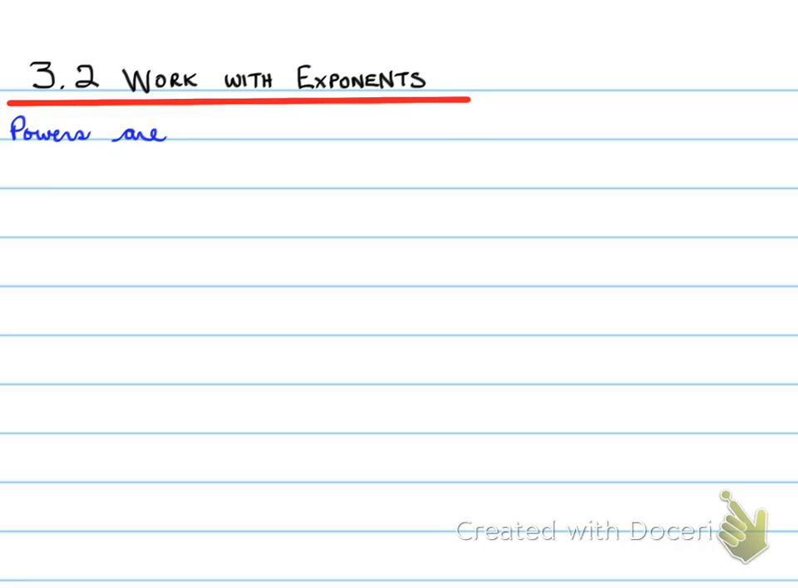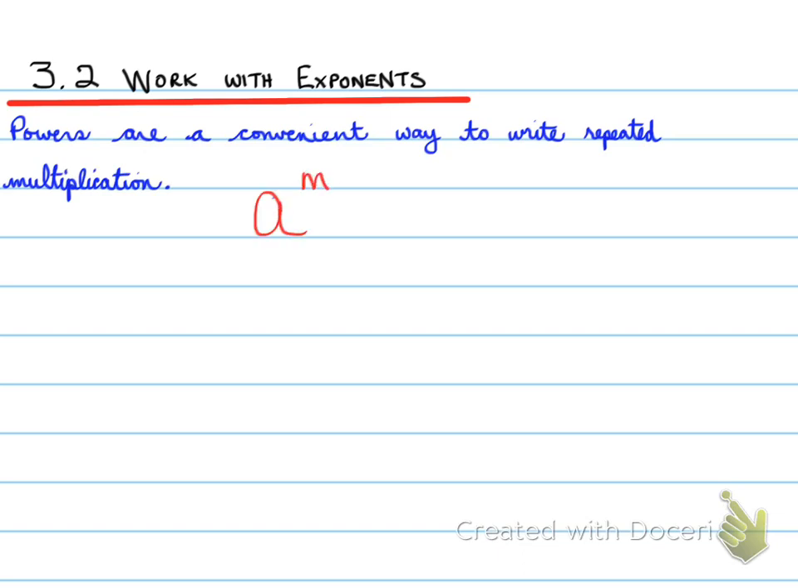All right, 3.2, working with exponents. When we're working with exponents, folks, we need to understand what powers are and the different parts of it. For example, powers are a convenient way to write repeated multiplication. For example, a to the power of m. So we have this a to the power of m.